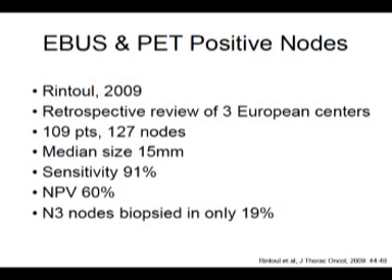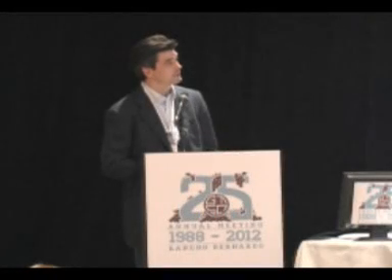This is a registry study from Britain and the Netherlands that looked at 100 patients who underwent EBUS for suspected lung cancer. It's good sensitivity, but in this series, the negative predictive value was actually low. The reason I show this is that contralateral nodes were biopsied in only 20% of cases. So I think you can argue that for a staging procedure, this may not be adequate.